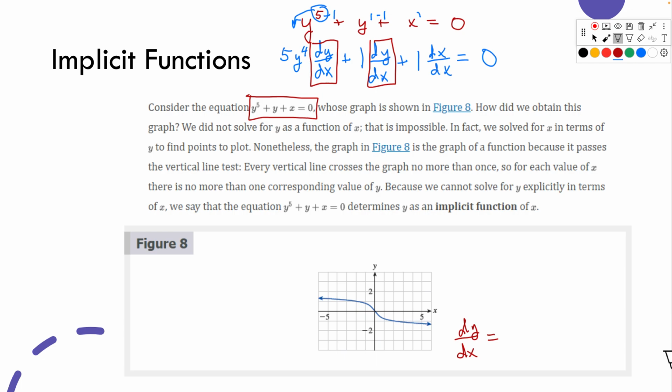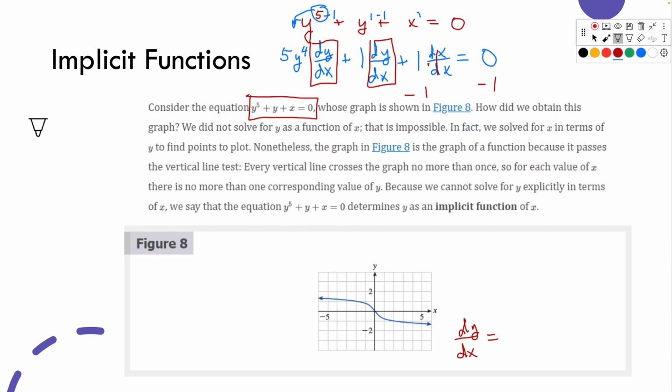Okay, so dy dx, we want to get that by itself. We'll go ahead and say dx over dx is 1, so this is 1 times dy dx. It's something without a dy dx, right? So what could we do to get it away from this side? Subtract it. Just subtract 1 from both sides.